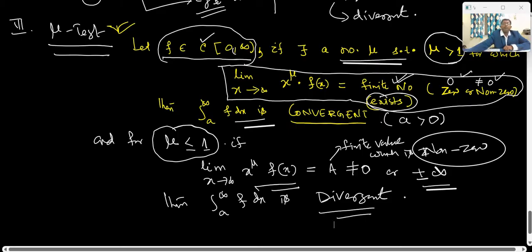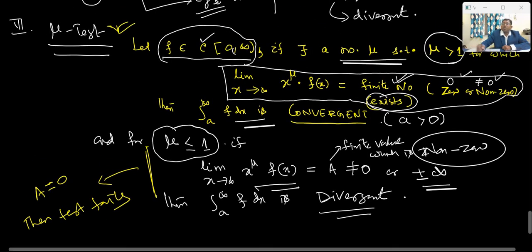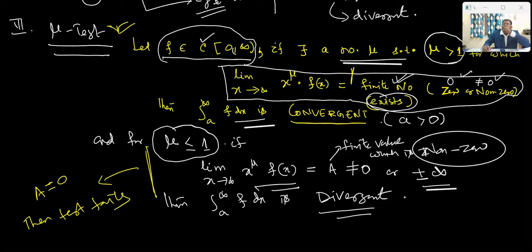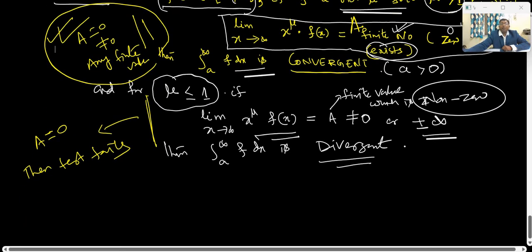Means if your A is equal to 0 in this case, then the test fails. Right? But here, if this value A may be 0, may not be equal to 0, any finite value, we don't bother. Then in this case, the integral is convergent here. So let me solve one example.